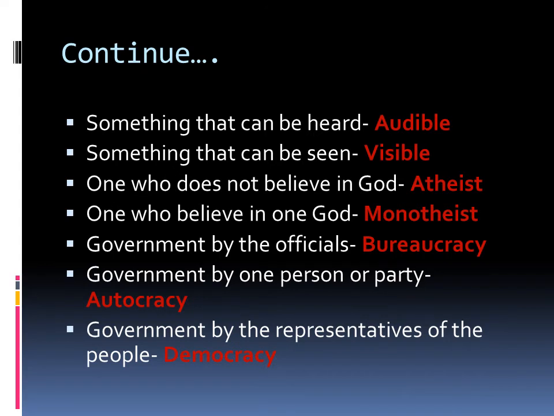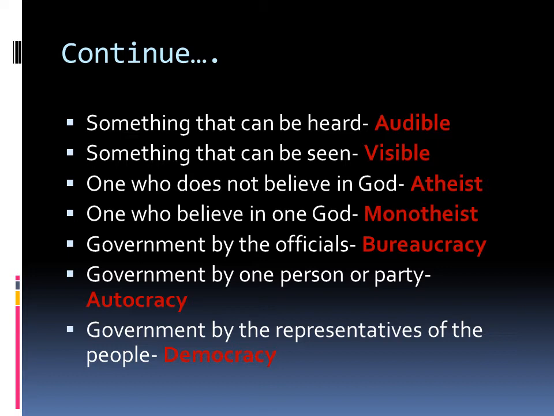Something that can be heard, audible, and something that can be seen, visible. Something that can be heard, the root word is audio, audible. Something that can be seen, the root word is vision, visible. One who doesn't believe in God, atheist, and one who believes in God, theist. One who believes in one God, monotheist.